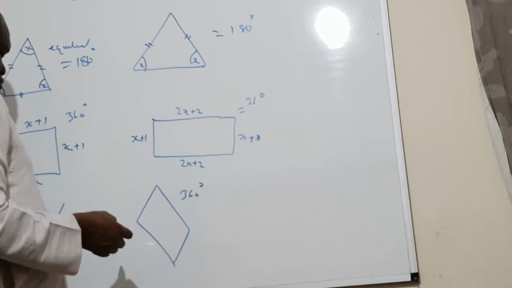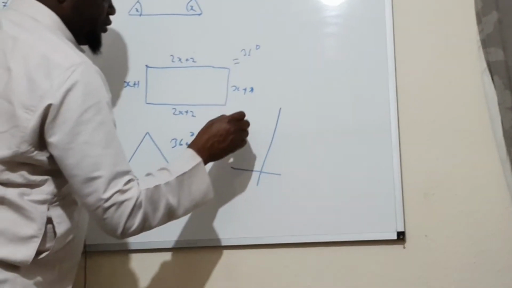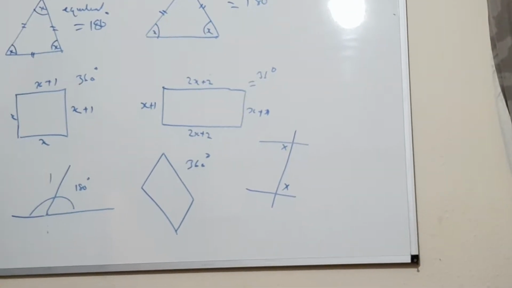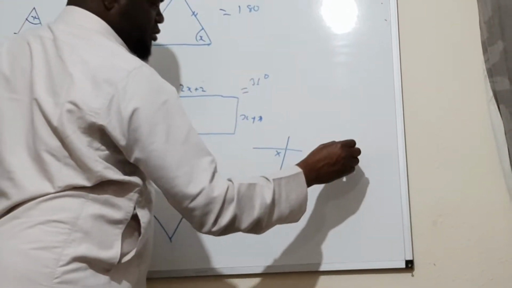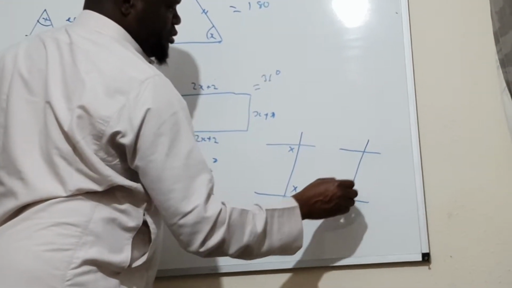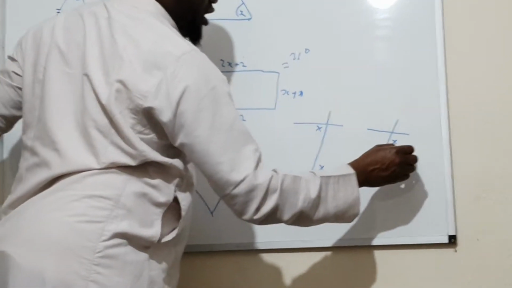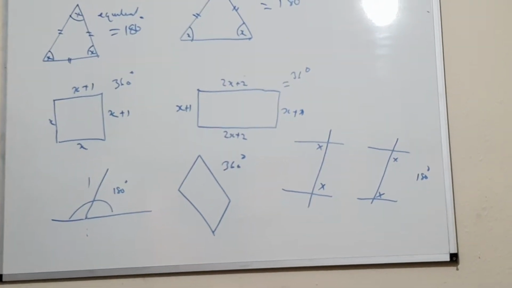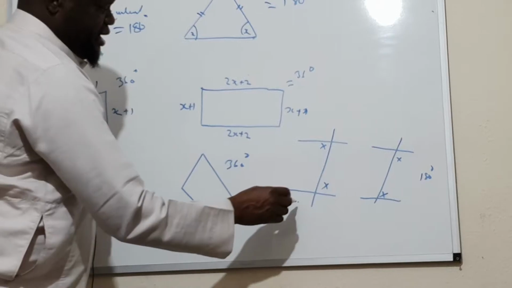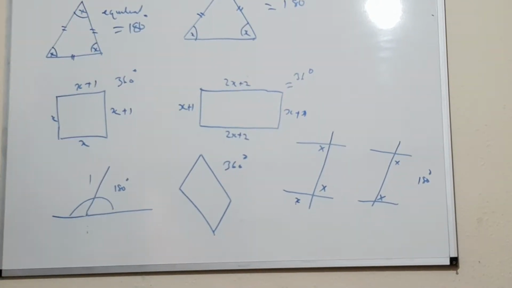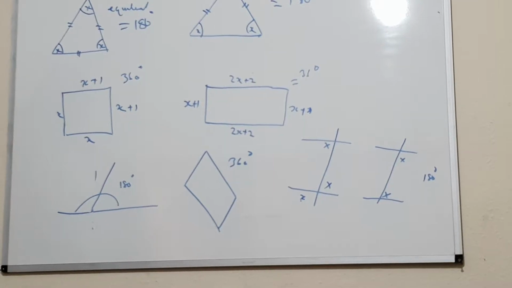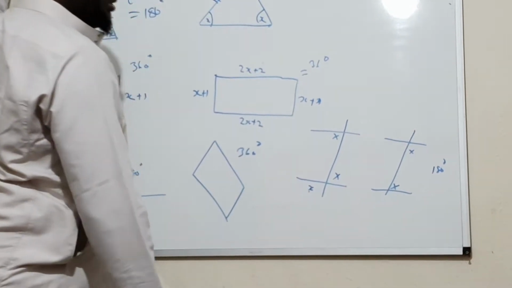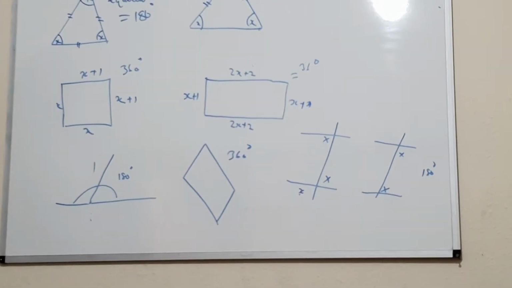Also, look here, when you have alternate angles, that and that, they are equal. Corresponding angles are also equal. Co-interior angles, these two, add up to 180 degrees. And opposite angles, that and that, are also equal. You have to know these things. And that angle and that angle can also be corresponding. That's what I want you to know.